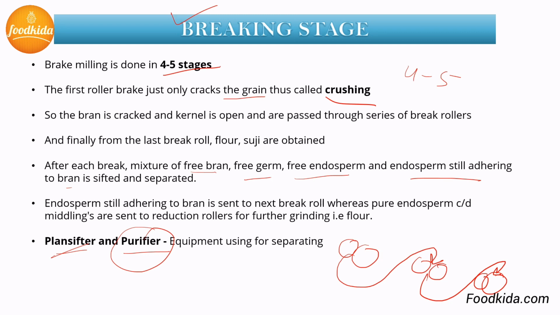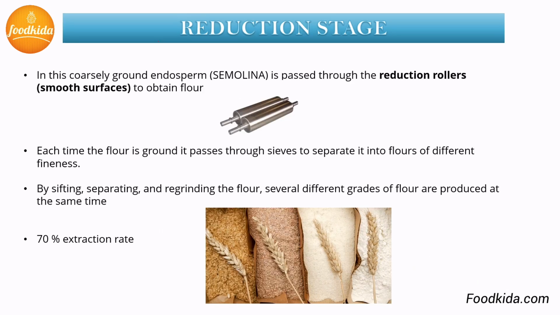Second step is the reduction stage. In this step, the coarsely ground endosperm called semolina is completely crushed into flour. Here, semolina is passed through the reduction rollers, which have smooth surfaces and rotate in the opposite direction at lesser speed compared to the break rollers, and which finally mill it into flour in 12 to 14 steps.